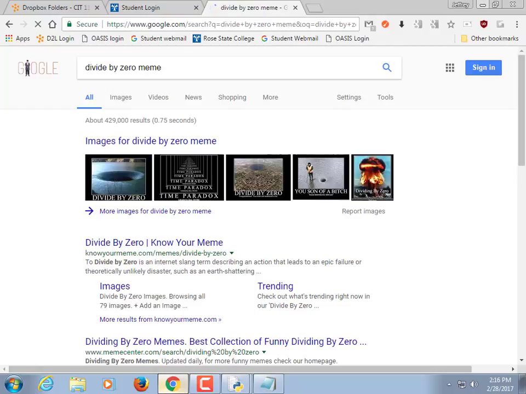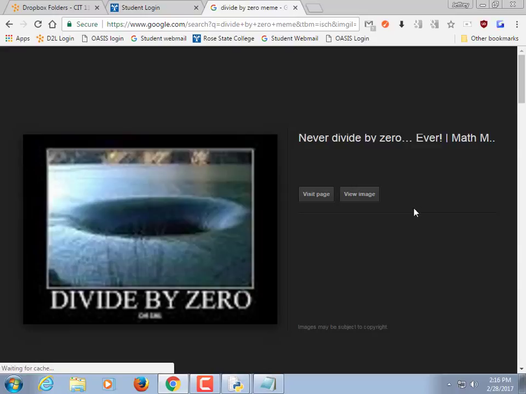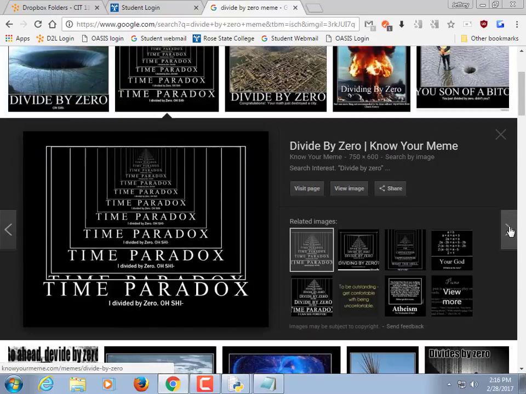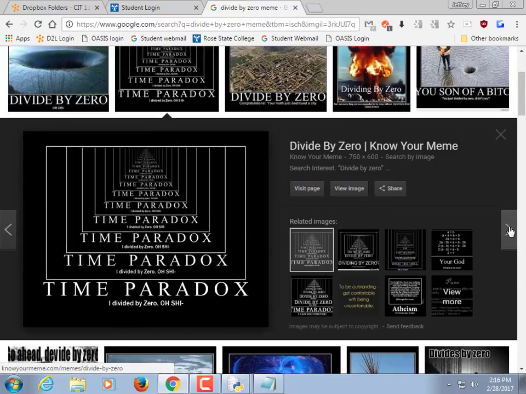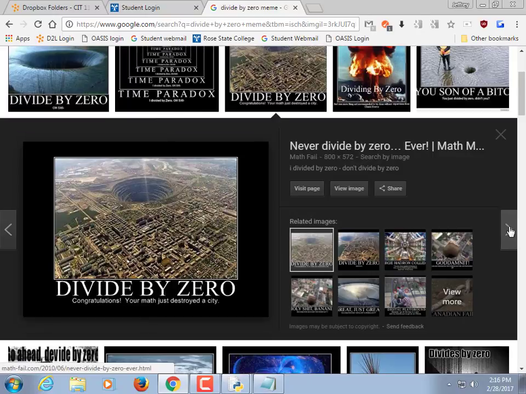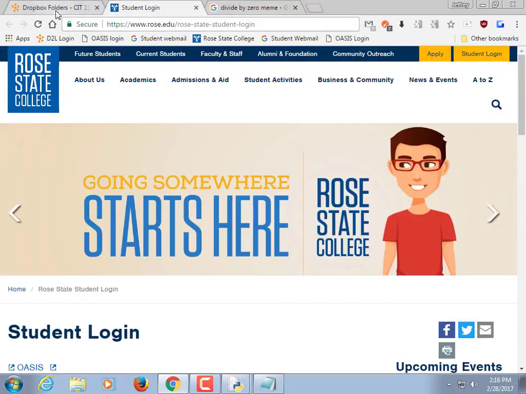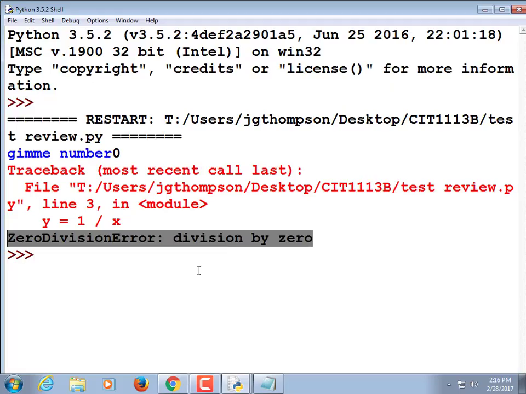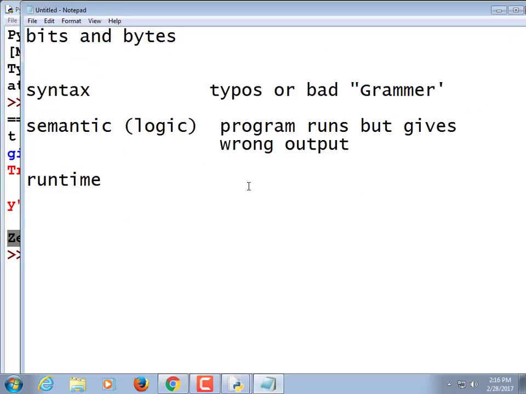And there's all these sorts of memes about what happens when you divide by 0. Divide by 0. Oh no. Time paradox. I divided by 0. Oh no. Oops, congratulations, your math just destroyed a city. Okay, that's kind of silly, but you get the idea. That's a runtime error. Program stops when it reaches an unexpected state.